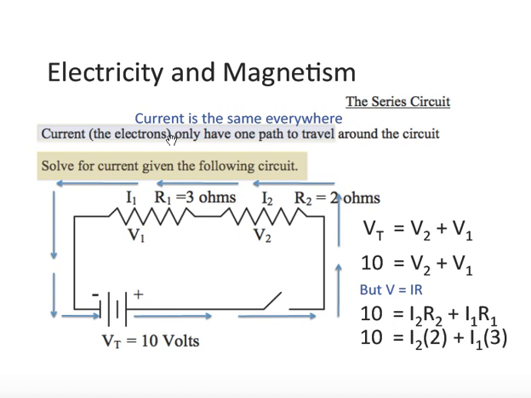Here's the one definition of a series circuit that you need to be aware of. Current is the same everywhere. So I know right now we wrote I2 and I1. When you write that, it's almost like you're saying there are 2 different currents, one through load 1 and one through load 2. But that's not true at all. Current is the same everywhere. And so instead of writing I2 or I1, we could just write I. And now we have one equation and one unknown.